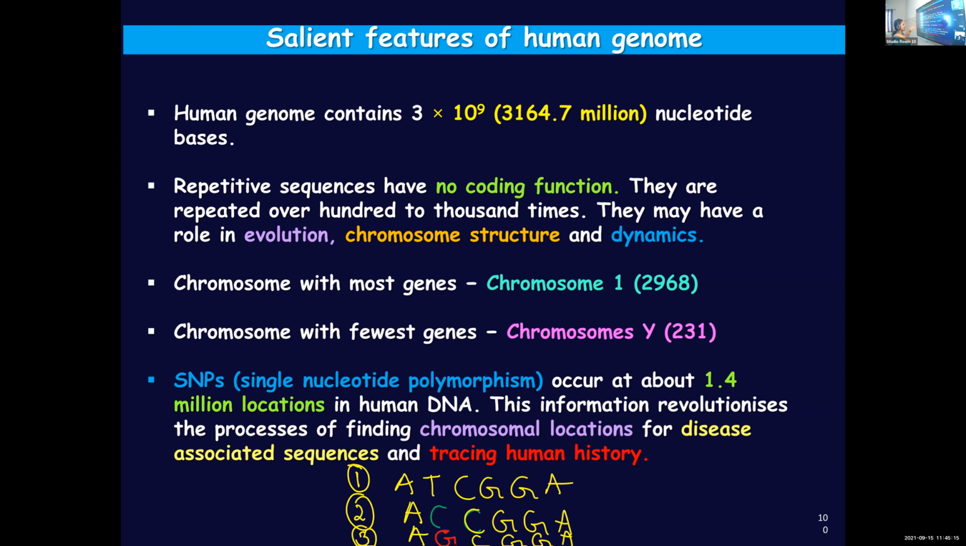So in person 1 it is thymine, whereas in the second person it is C. That is polymorphism, genetic variability. Accordingly, the functions performed also can change. And in the third person, it is G. One person has T, another C, and another G. So a single nucleotide polymorphism affects a single nucleotide base, and it is found at about 1.4 million locations in human DNA. This information has revolutionized the process of finding chromosomal locations for disease-associated sequences and tracing human history.